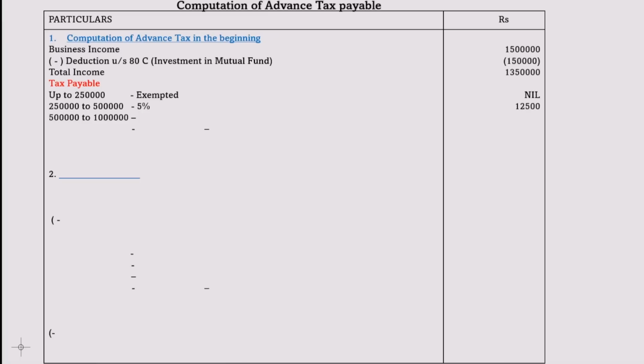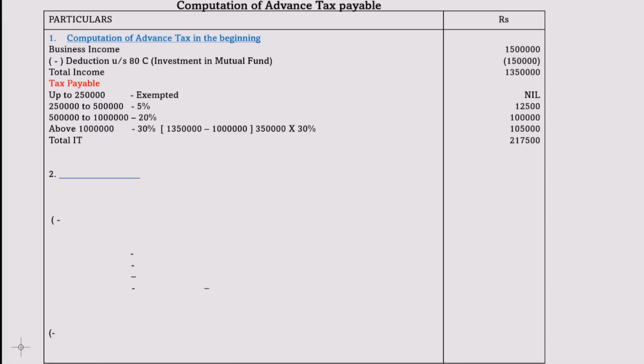Next, 5 lakh to 10 lakh, that is a total of 5 lakh rupees. On that 20%: 5 lakh into 20% is 1 lakh rupees. Now we need to know how much is remaining for the last slab, above 10 lakh rupees. Only 3,50,000. How to calculate it? 13,50,000 minus 10 lakh comes to 3,50,000. On 3,50,000 we are paying 30% tax, that will come to 1,05,000. So we will total all the taxes. The total tax is 2,17,500.